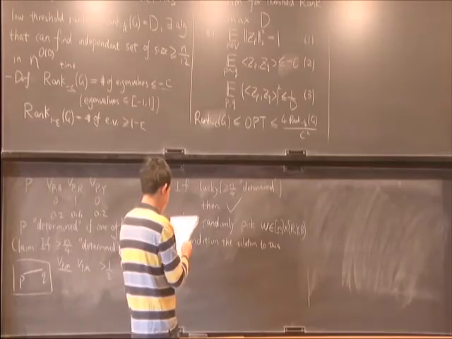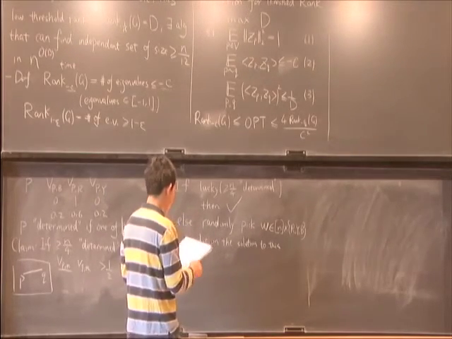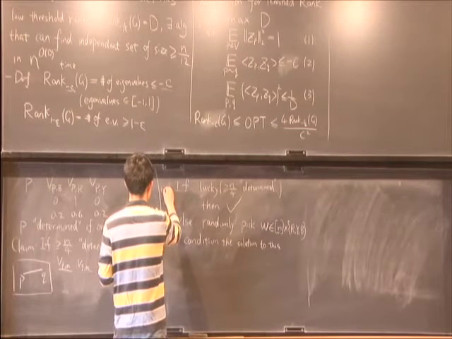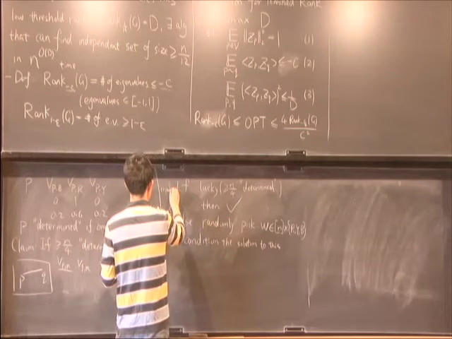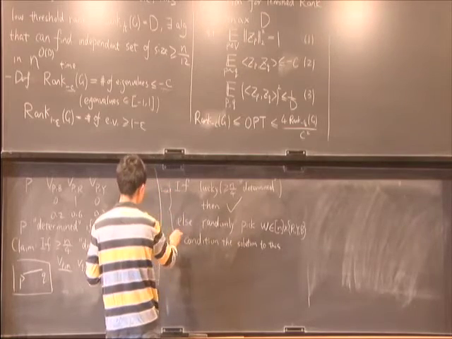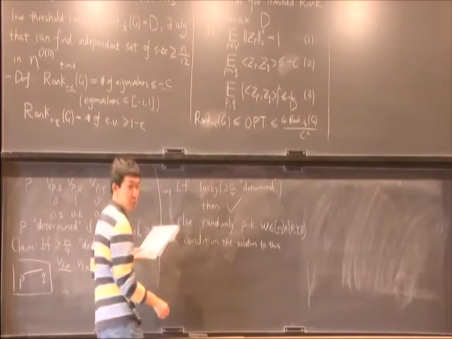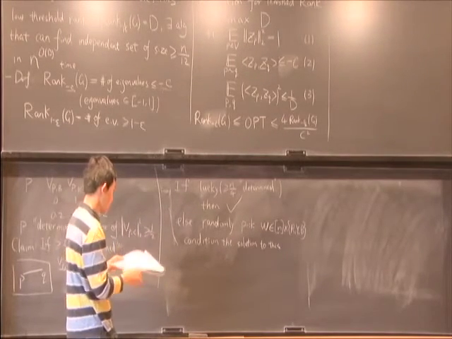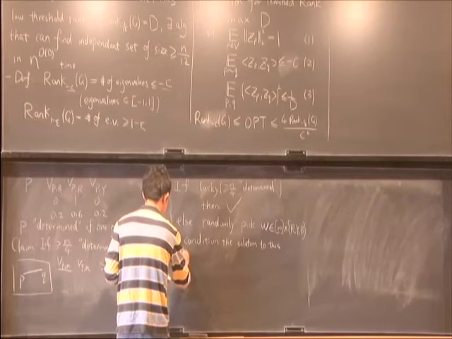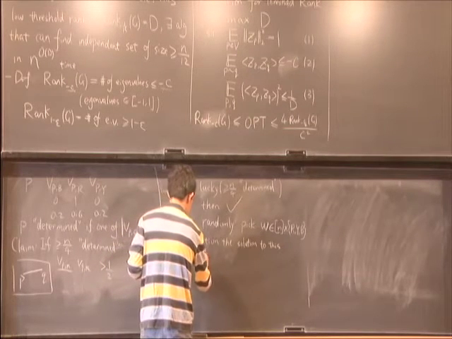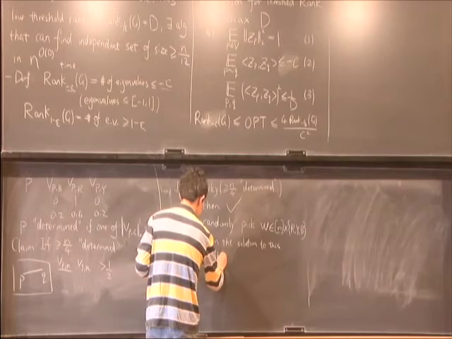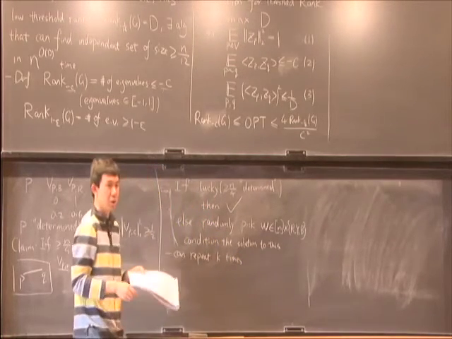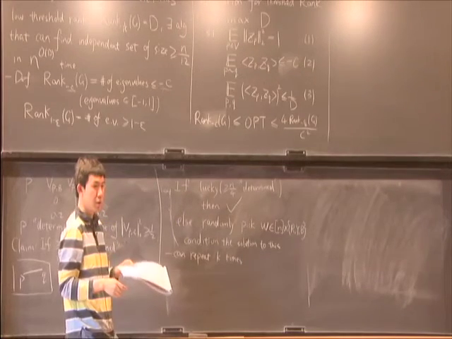So this can be repeated k times. So you're adding the conditioning for k distinct vertices as you go.